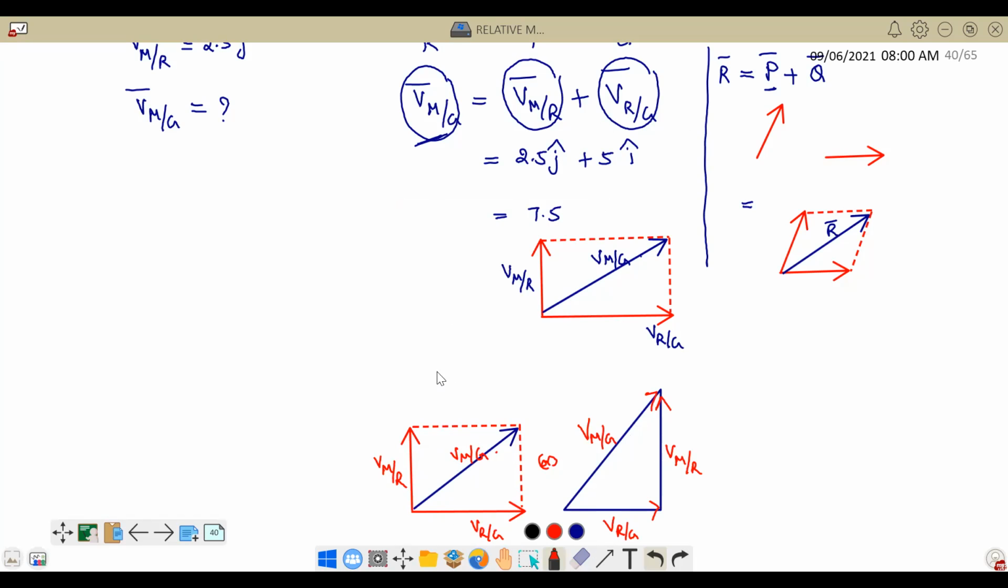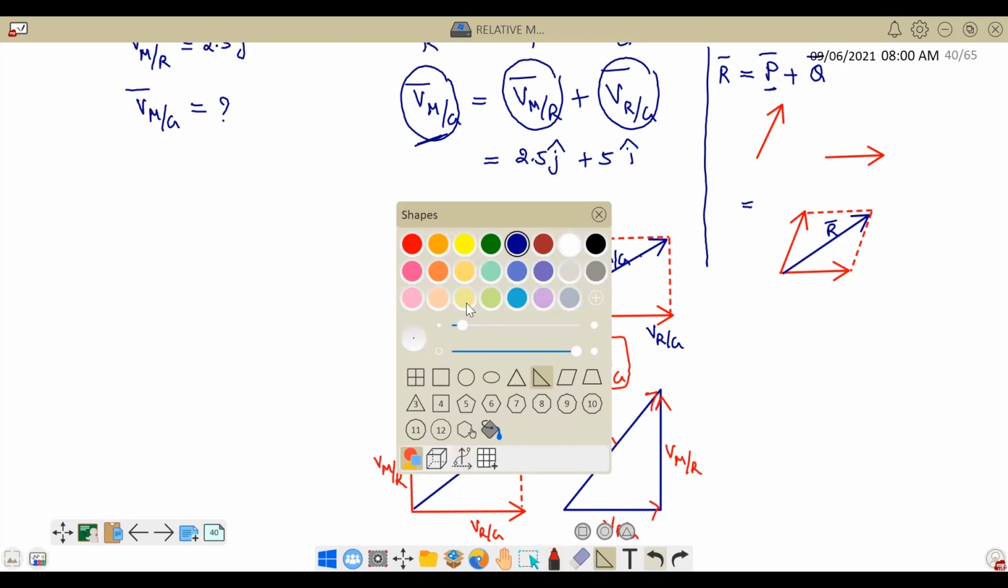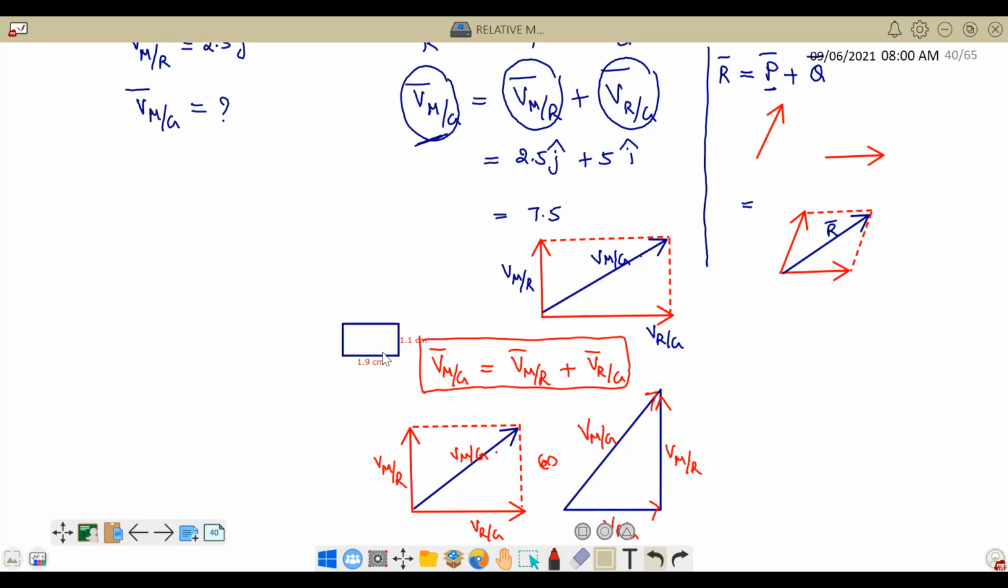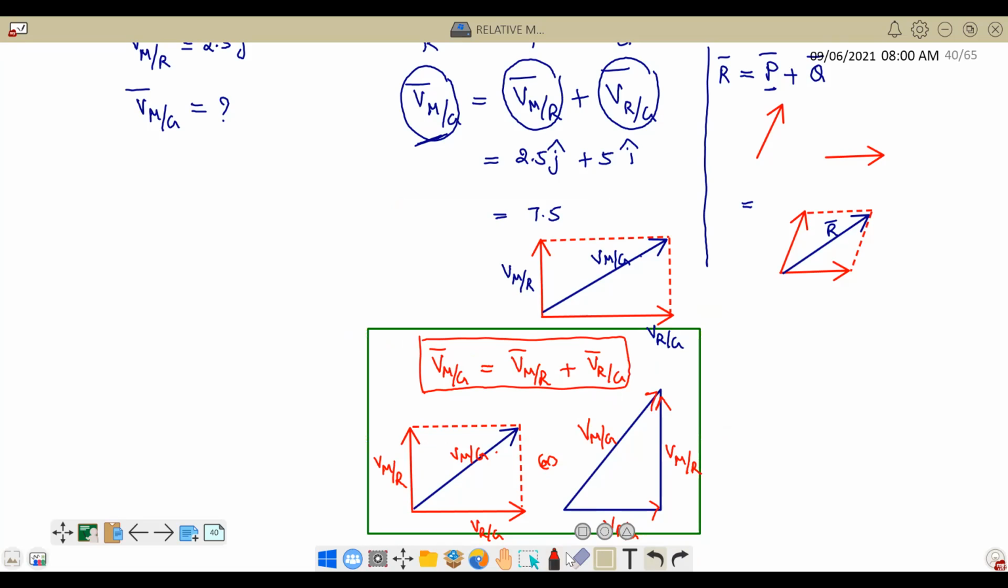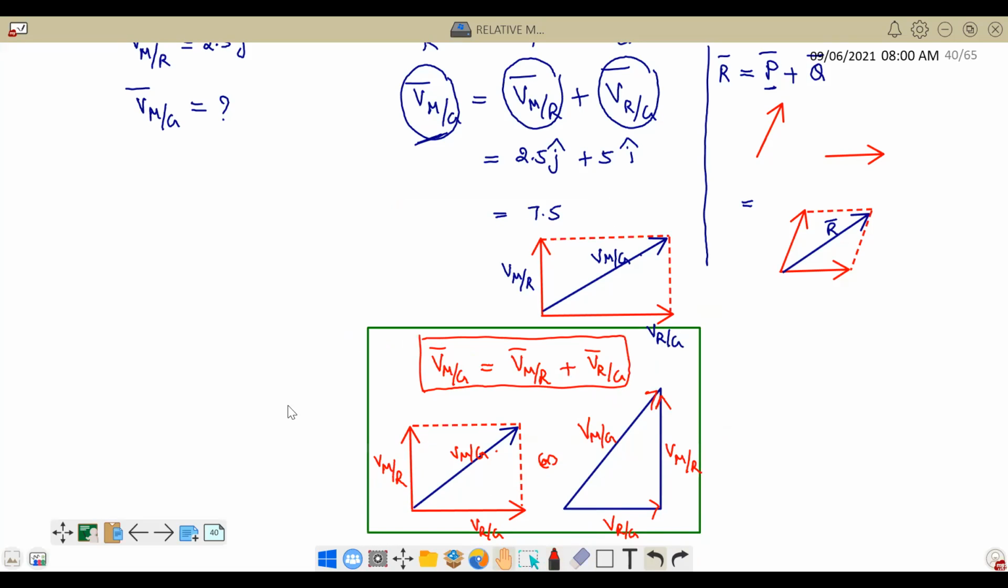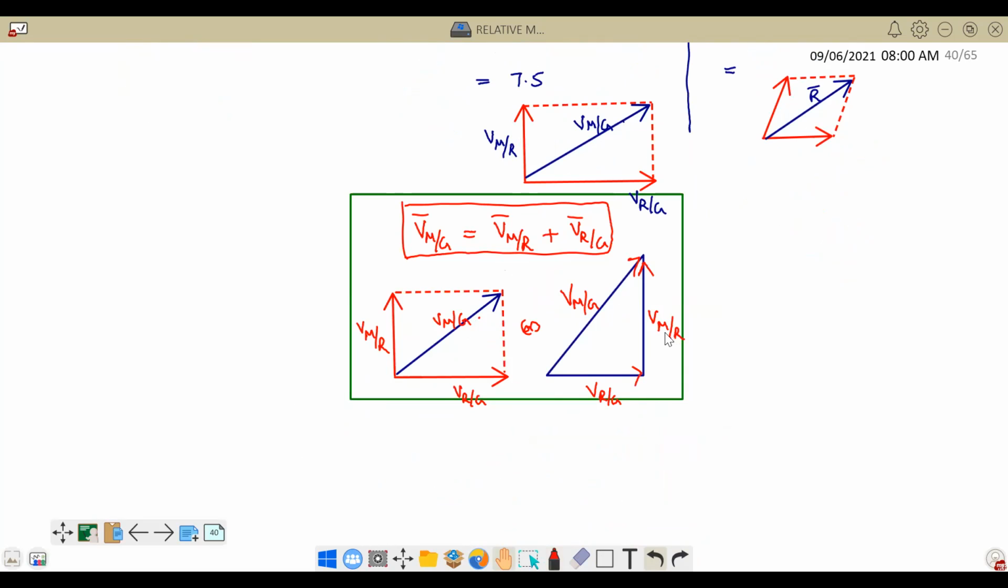What is the equation we have? Velocity of man with respect to ground is equal to velocity of man with respect to river plus velocity of river with respect to ground. This entire thing I'll put in a box. This is the basis for solving any problem in this: equation and diagram, because they'll give only these values. In this triangle, you can use the hypotenuse rule or sine, cosine, anything; whatever they give, you can calculate from this.